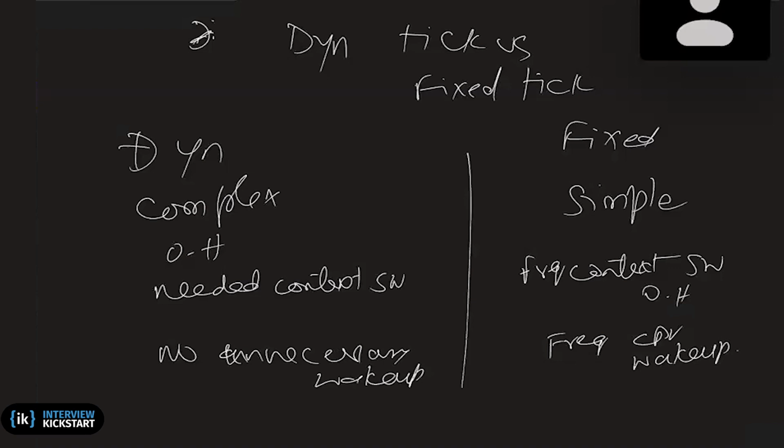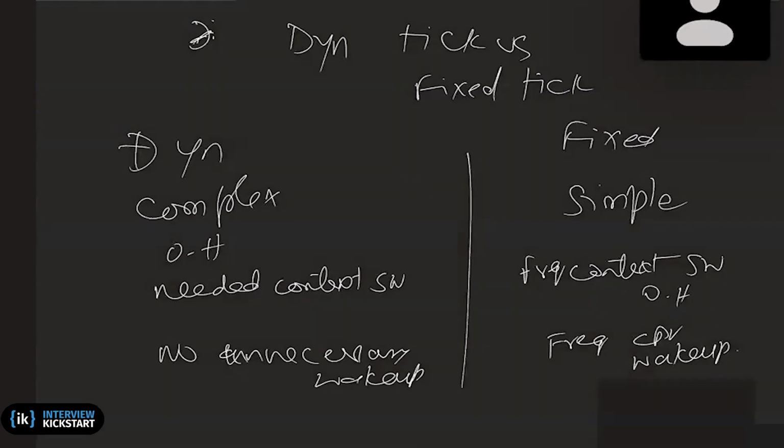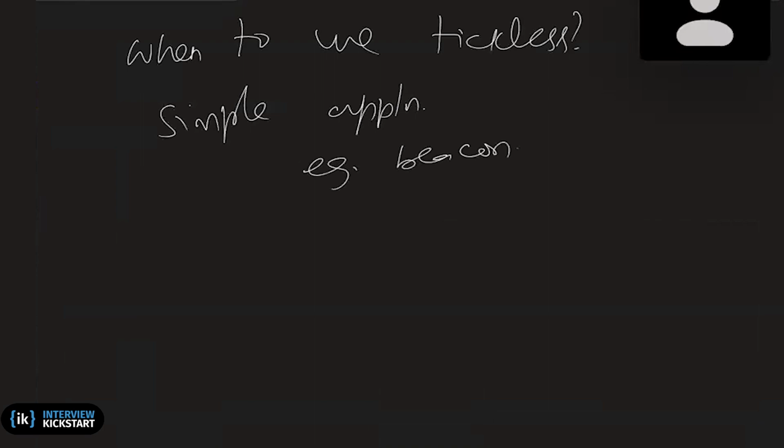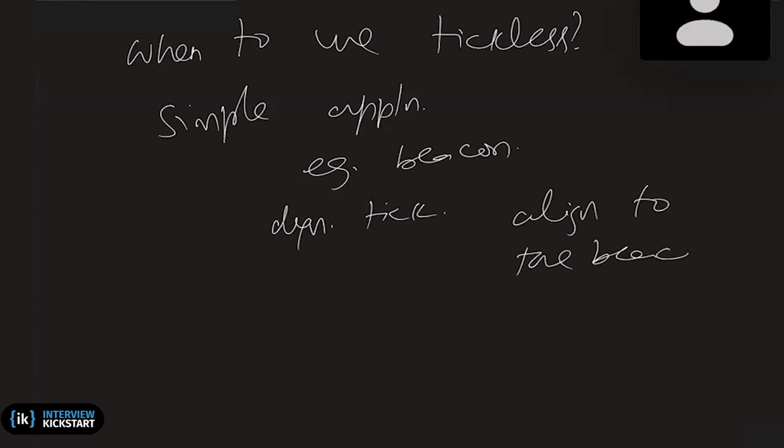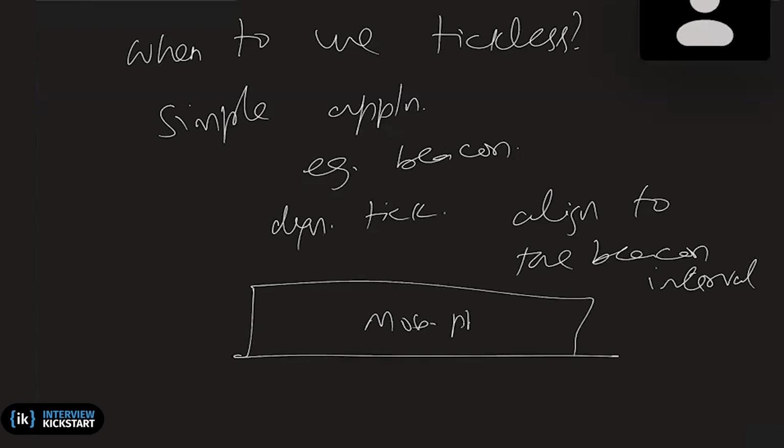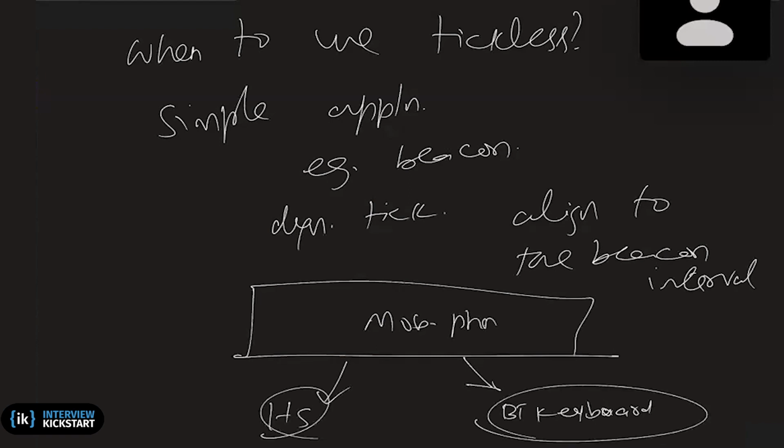When do you use it? When do you not? So when to use tickless? If you have a simple application which is doing, for example, a beacon, it is very easy to do dynamic tick because you just have to align to the beacon interval. Basically, for example, in standard Bluetooth, let's say you have a CPU or a mobile phone connected to a headset, connected to some Bluetooth keyboard, and so on. Now, these devices are very battery powered devices.